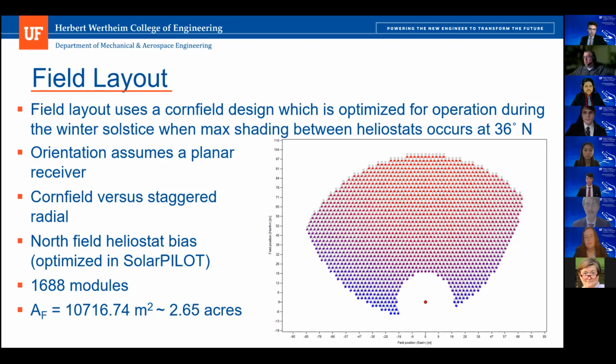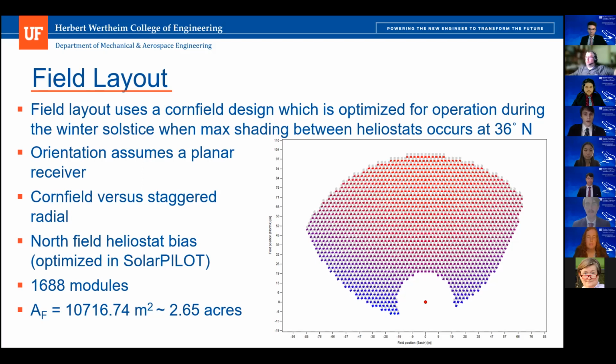So before we discuss design details of the heliostat, I would like to show the field layout that we have chosen for this design. This field design utilizes a cornfield layout and assumes that the receiver is planar. This is opposed to a cylindrical receiver, which would require more heliostats in the south and eastern fields. The field shown here in this slide was generated using a program called Solar Pilot, and the field was optimized to contain 1,688 modules at a latitude of 36 degrees north, which is Las Vegas.